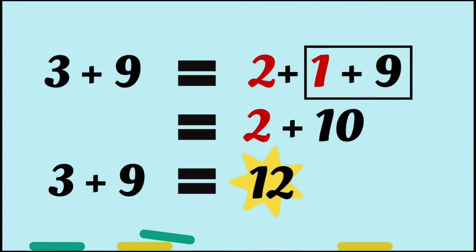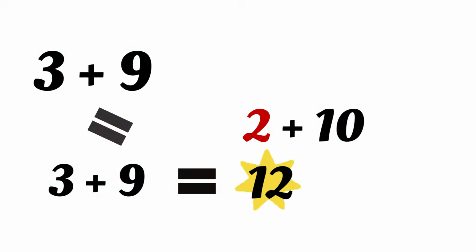Next example, 3 and 9. 9 is the bigger number between those two. We are going to be dividing 3 into 2 and 1. 9 and 1 will make 10 with 2 left over. 2 plus 10 will be 12. So 3 plus 9 will be 12 altogether.